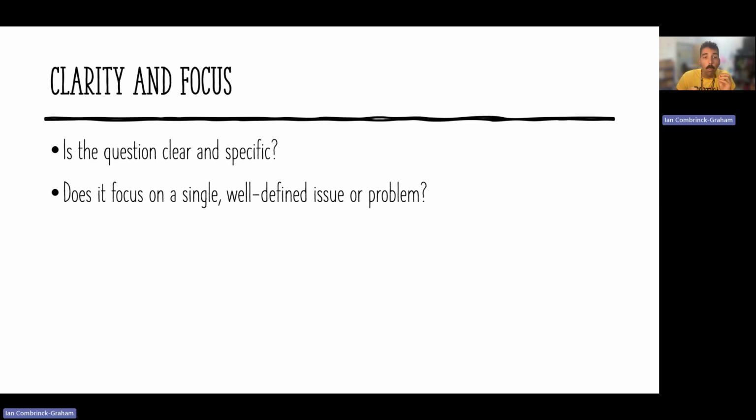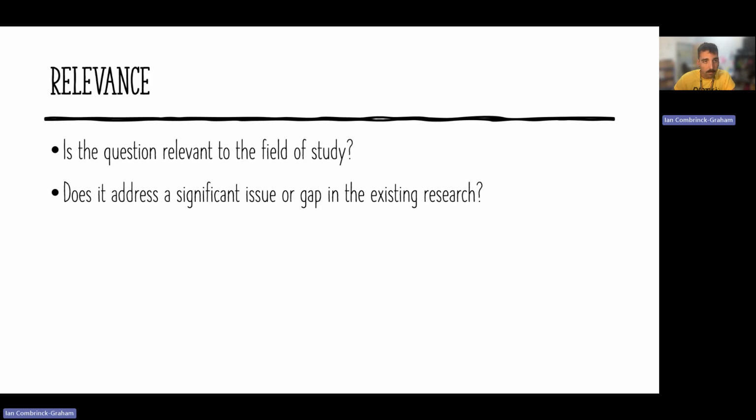And it needs to focus on a singular, well-defined issue or problem. It should not be hundreds of problems, tens of problems, fives of problems. It should be one singular problem or issue because you do have to show research for it and you can't do that with multiple things.